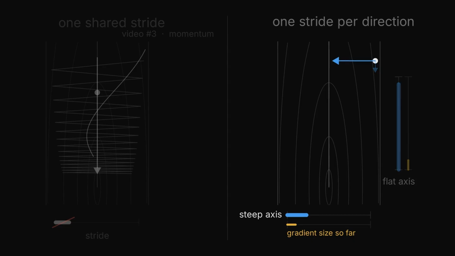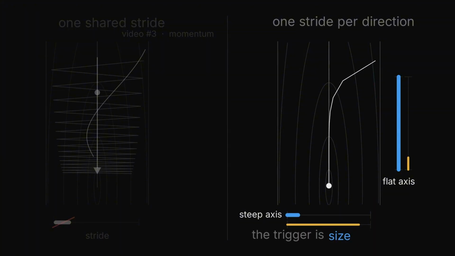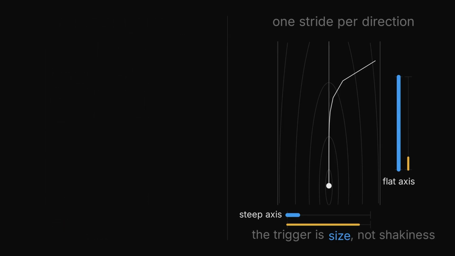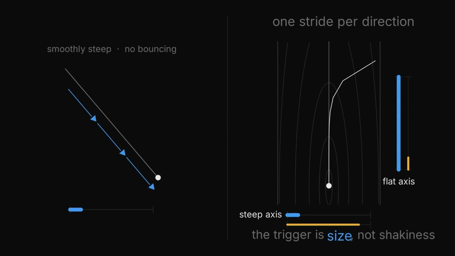A direction whose gradients are consistently large, the steep short axis, automatically shortens its steps. A direction whose gradients stay tiny, the flat long axis, confidently takes long ones. And notice the trigger is size, not shakiness. A wall that's smoothly steep, no bouncing at all, still gets a short stride, purely because its gradients are big.